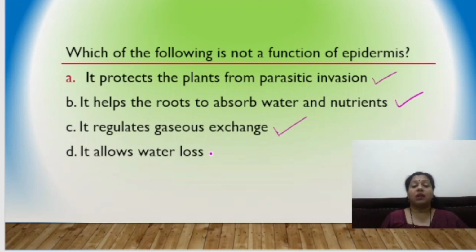It allows water loss. Actually, it prevents water loss. Sometimes the epidermis is a single layer of rectangular cells like this. They have a thick waxy coating that is called a cuticle. This is for preventing water loss. So here the answer is, it allows water loss is not a function of epidermis.